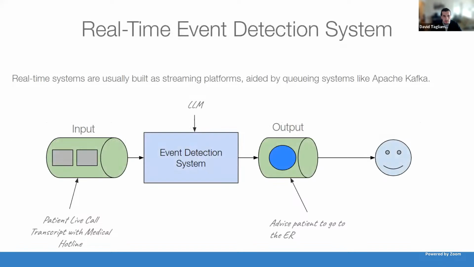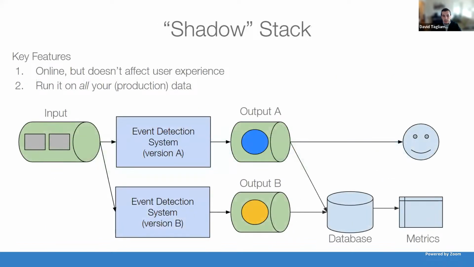I will pull up this chart I had before. So we have here a very generic real-time event detection system. You accept inputs, run some logic. Again, this could be machine learning models, rule-based systems, or API calls to an open source LLM or a commercial one. And then you have some output that you care about that you want to send to customers. So what we do is we basically copy the event detection system and its output queue, and we run a parallel version of our code.